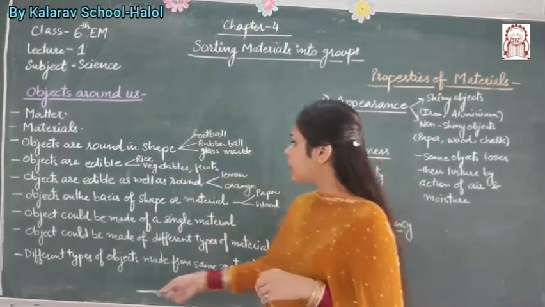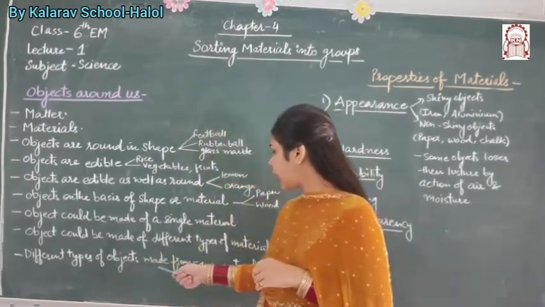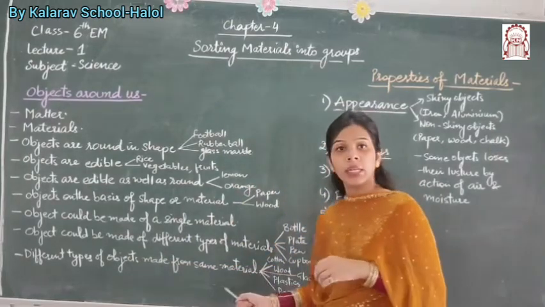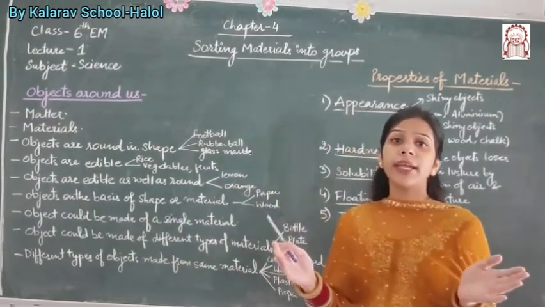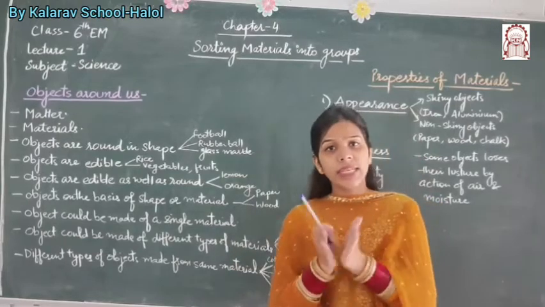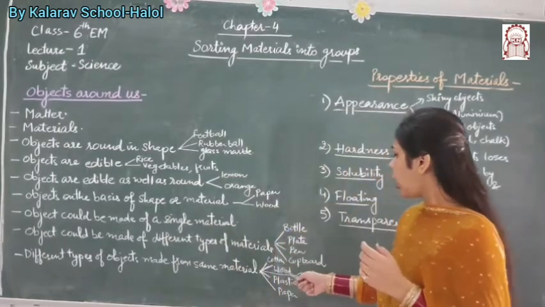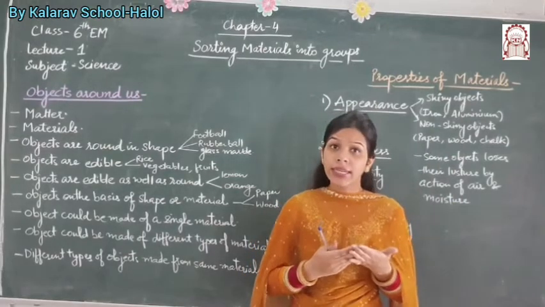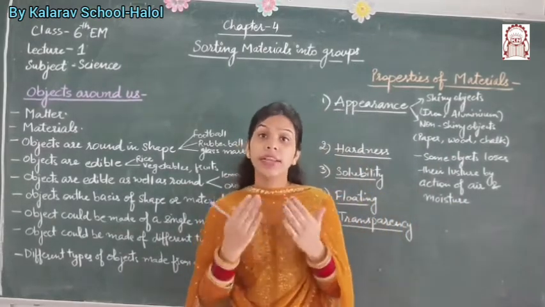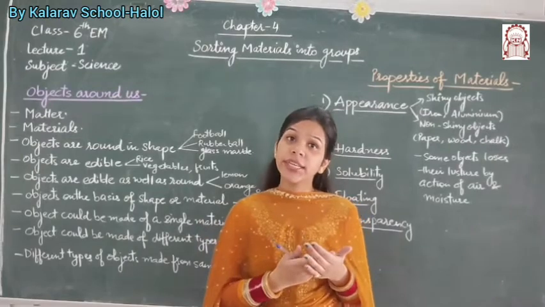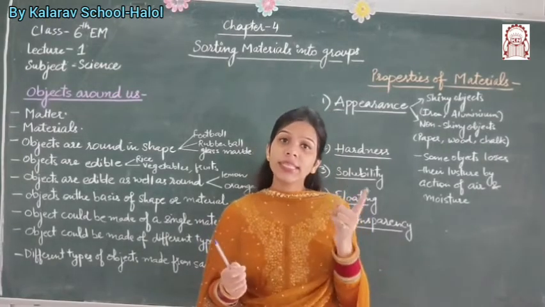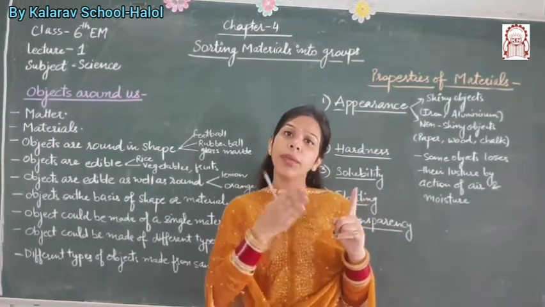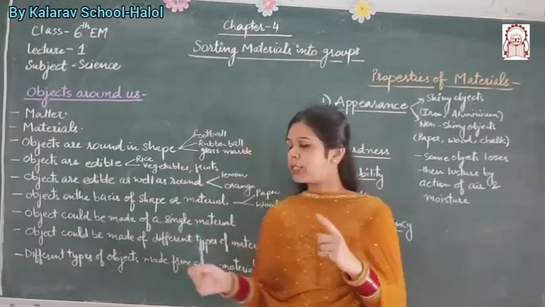So next is different types of objects made from the same material. There are a number of objects that can be made from a single material. For example, cotton. From cotton we can make sarees, shirts, dress materials, bed sheets, curtains. So a single material can be used to make different types of objects.